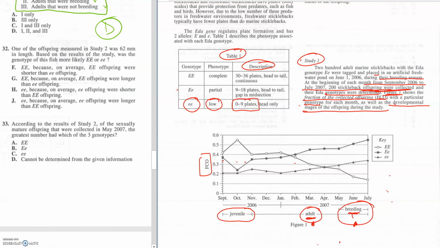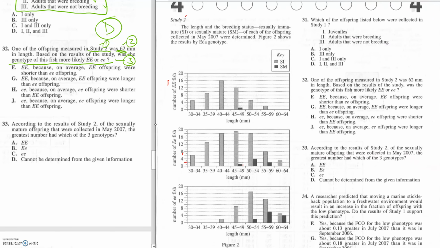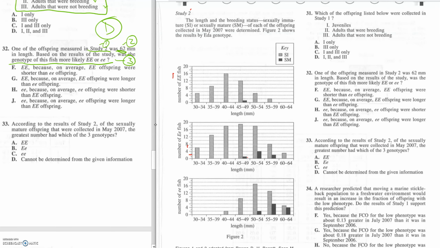One of the offspring measured in study 2, that's going to be step 1, 62 millimeters, step 2, in length, based on the results of the study, was the genotype of this fish. Step 3 is to find what the genotype was. Okay, let's go to study 2. So we've found study 2, we've done that part.